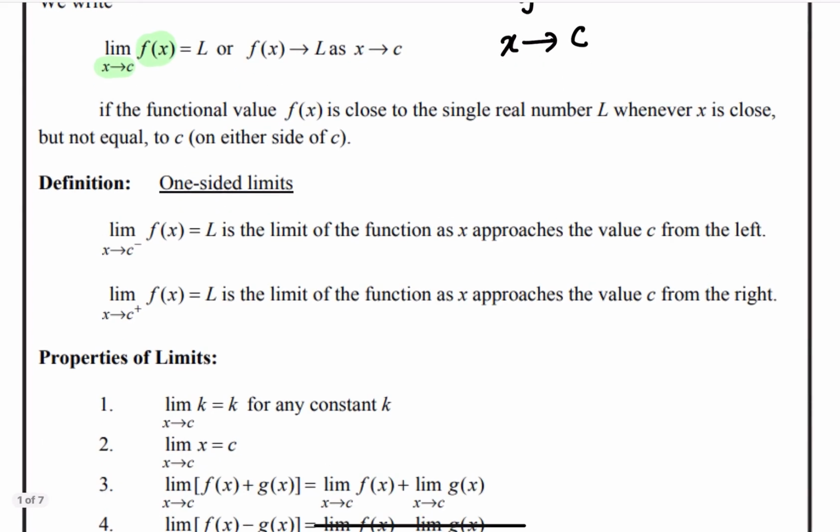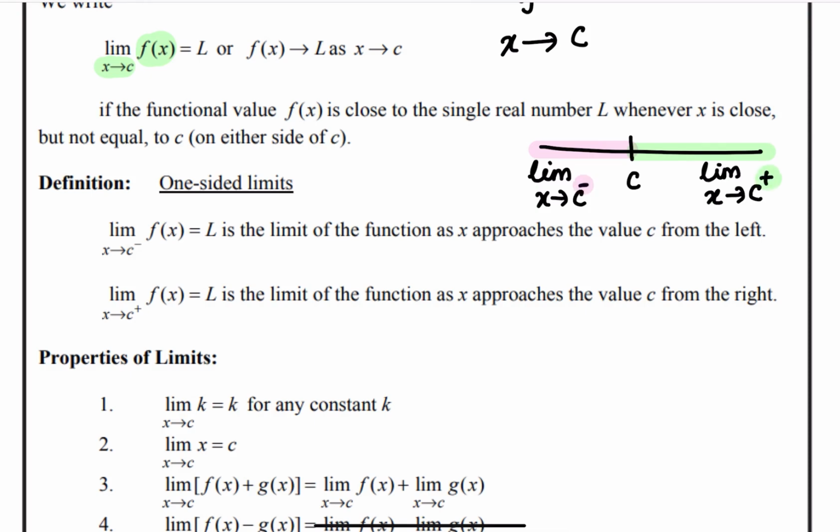One-sided limit. So if I have a c value here on my x-axis, I can approach the c value from the right-hand side, or I can approach the c value from the left-hand side. When I'm approaching from the left-hand side, I represent it as limit x approaching c from the negative side. When I approach from the right-hand side, I represent it as limit x goes to c from the positive side. So you have to remember that if it's negative, you're approaching from the left side. If it's positive, you're approaching from the right side.